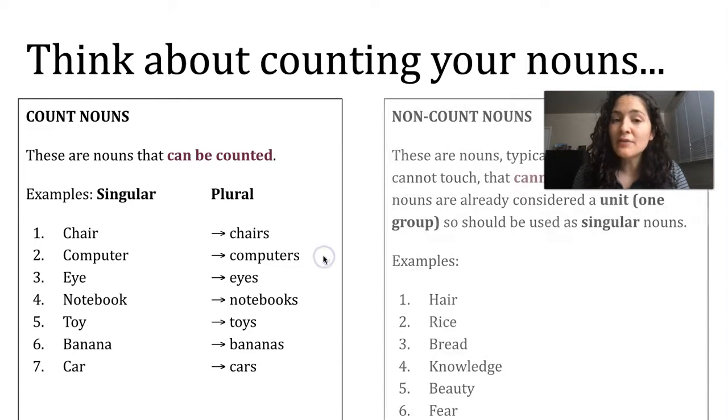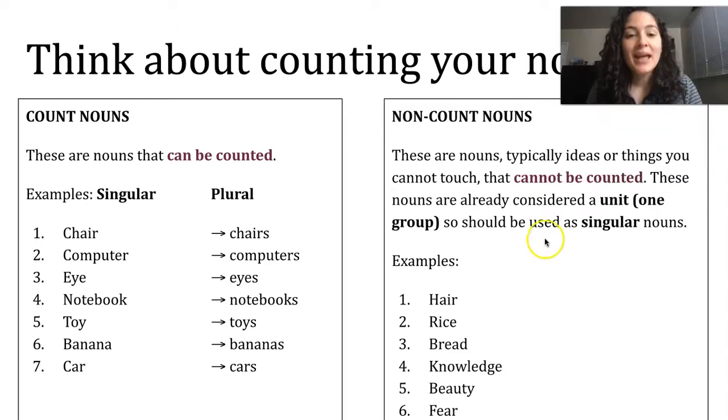But we also have non-count nouns. A non-count noun, these are ideas or things that you cannot touch. So they cannot be counted. We don't count them. We think that they are one group, one unit. So it is always a singular noun. For example, hair. I cannot count the hair. So much hair. So I say hair. No hairs. No S. Only one group. Hair.